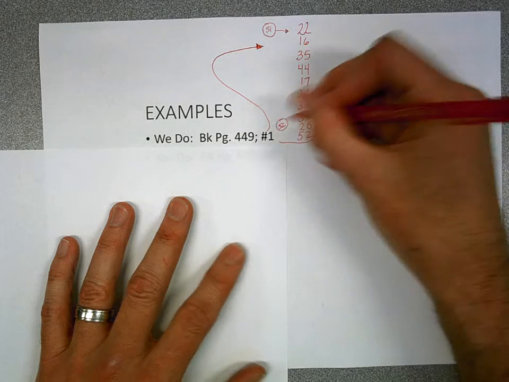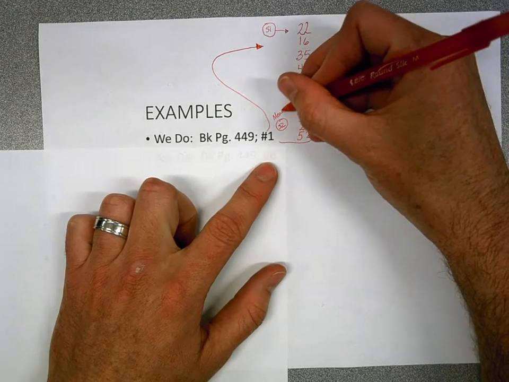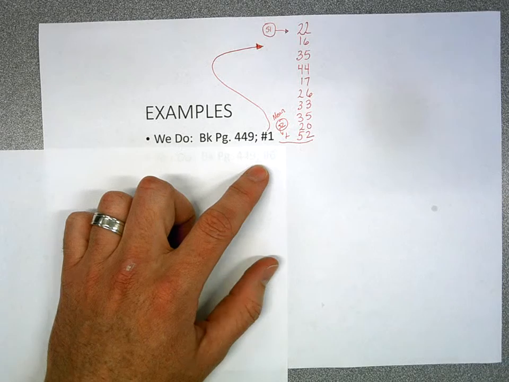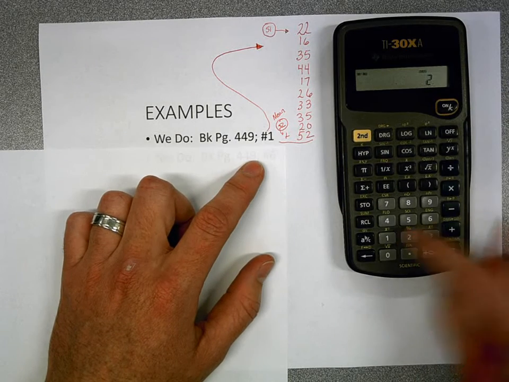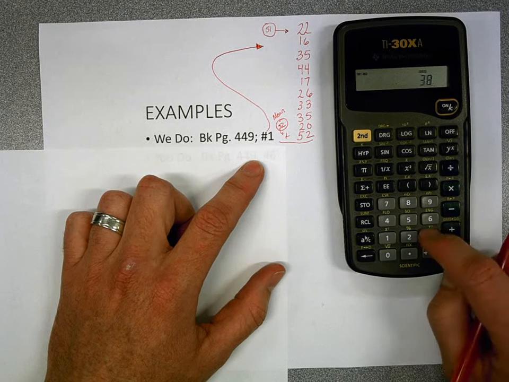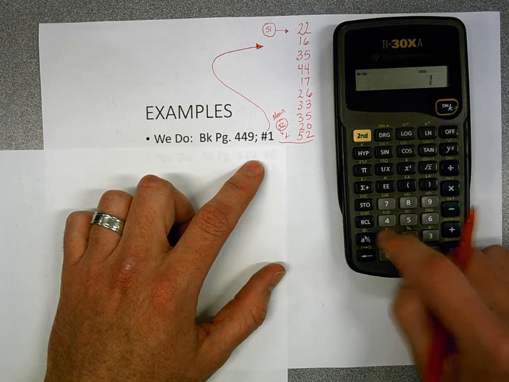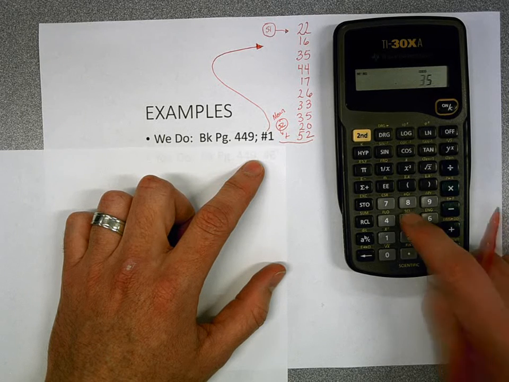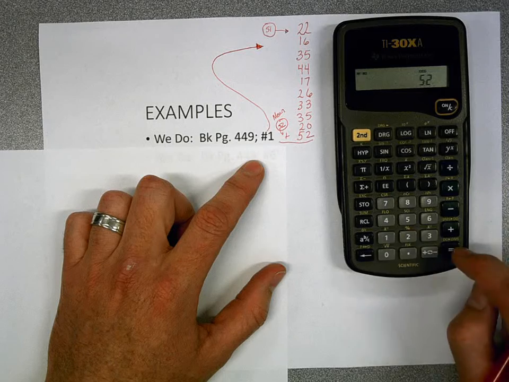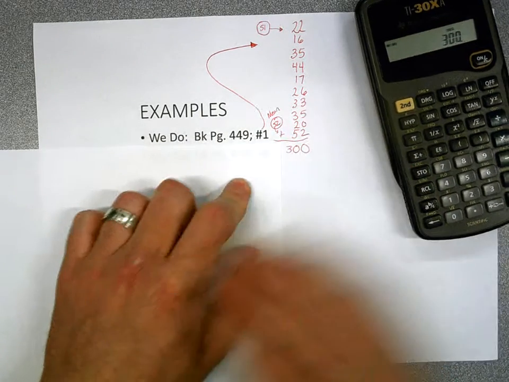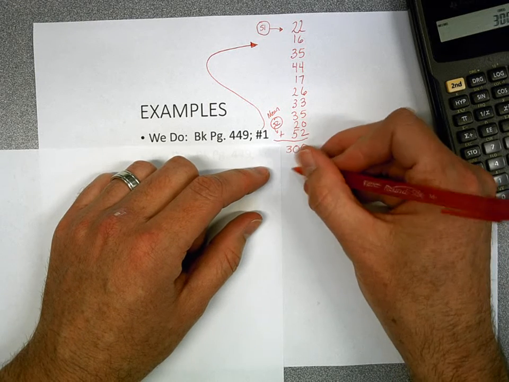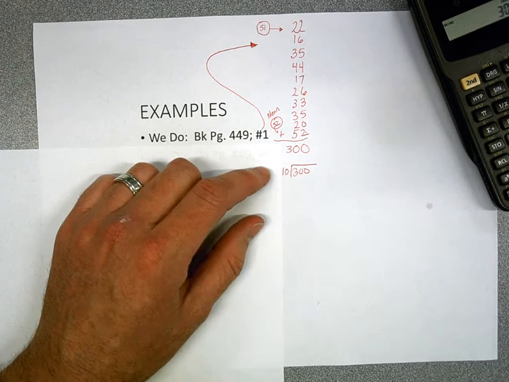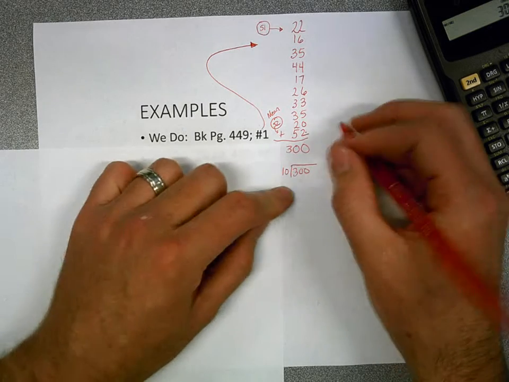Now, step 2, I'm not going to walk you through all this. I'm just going to find the mean of this data. That means, of course, we add and we divide. This is definitely calculator material. 22 plus 16 plus 35 plus 44 plus 17 plus 26 plus 33 plus 35 plus 20 plus 52, and we end up with 300. Of course, I'm taking the 300 and dividing by the number of data values: 1, 2, 3, 4, 5, 6, 7, 8, 9, 10. That's not a calculator problem. Our mean is, of course, 30.